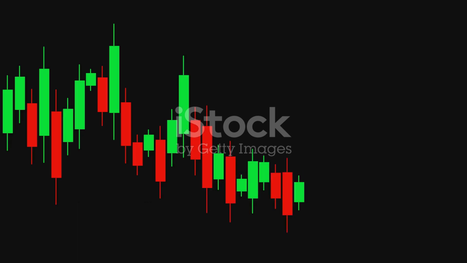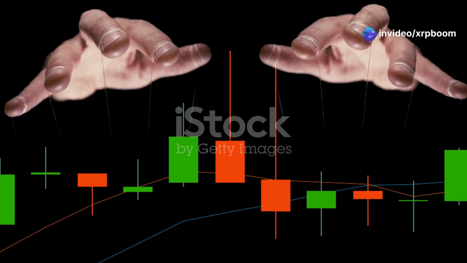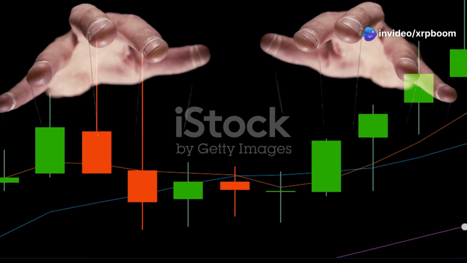Green means go, red means whoa, the color code of crypto. Now let's talk about colors. In the world of candlestick charts, green usually means bullish. The price went up during that period. It's like a green light, signaling a potential buying opportunity.